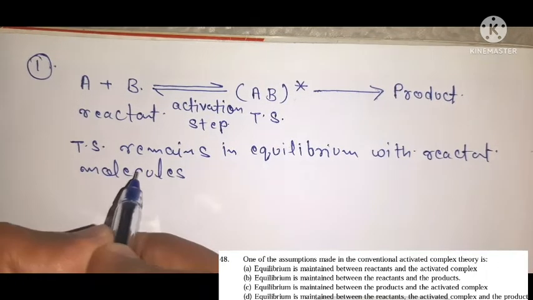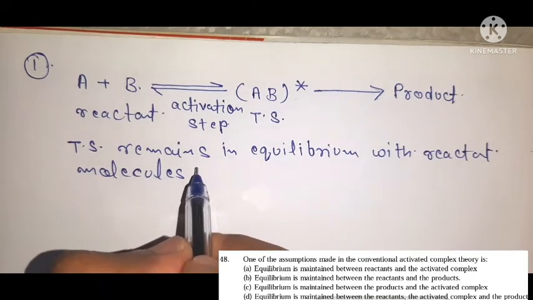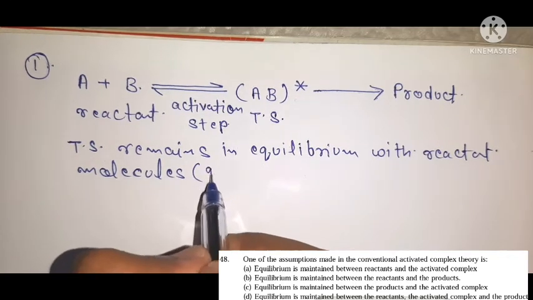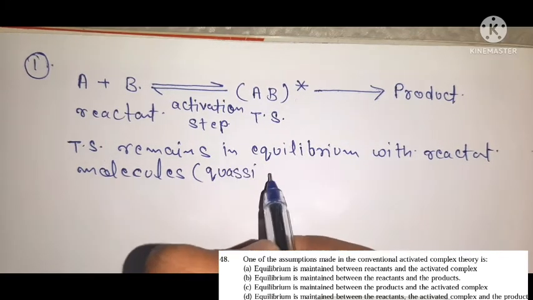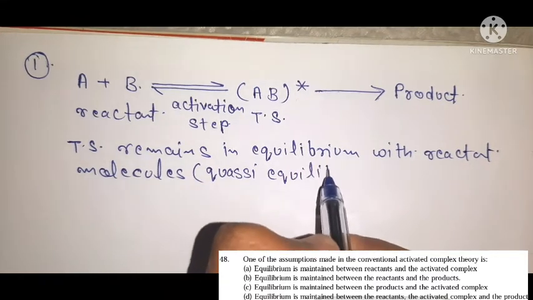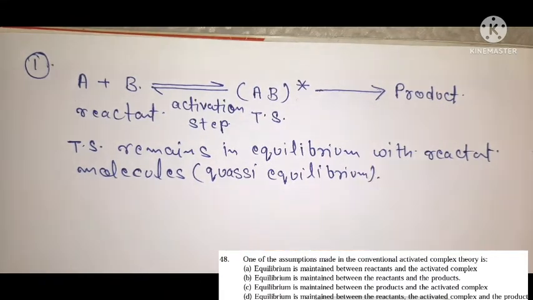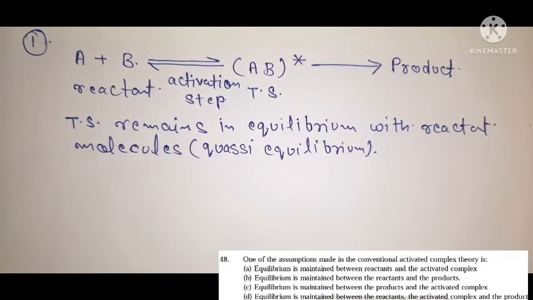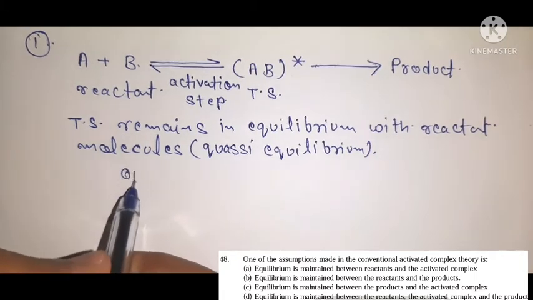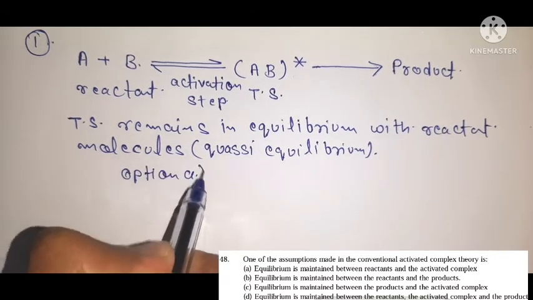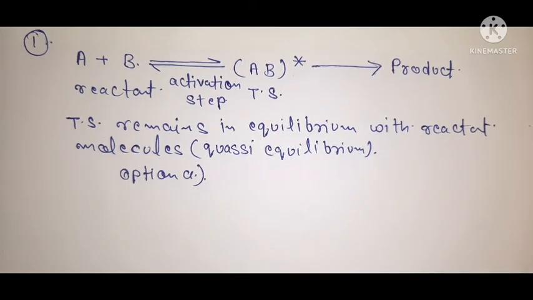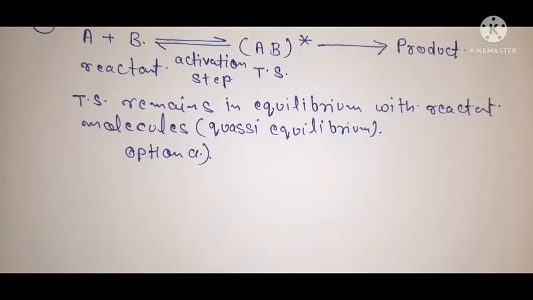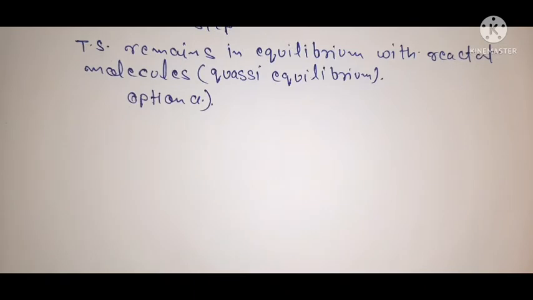Understand? This type of equilibrium is known as quasi-equilibrium. So that means your option A, which states that equilibrium is maintained between reactants and the activated complex, is the correct answer for this question. So option A is the correct answer. Understand? Okay, now we move towards our next question.